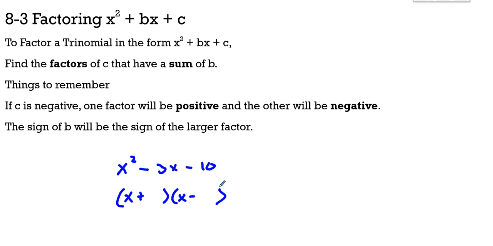Then we take it one step further and say, okay, I still am looking for the numbers that multiply together to give you a negative 10 and add together to give you a negative 3. Well, I know 5 and 2 multiply together to give me 10. And since this number is negative, I know that my 5 is going to be negative and my 2 is going to be positive, because negative 5 plus 2 is negative 3. There we have it. So just a couple of examples here.